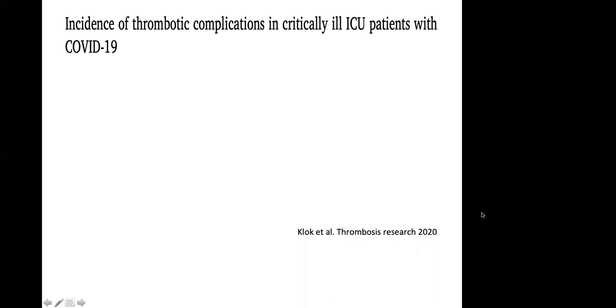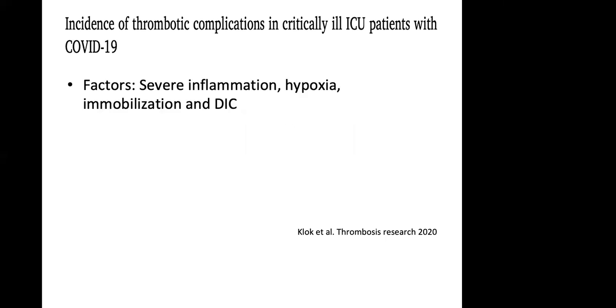So what are the complications of COVID-19 that are seen on the wards? One of the interesting aspects that's gaining a lot of attention now is thrombotic complications in critically ill ICU patients with COVID-19. In terms of biological plausibility, why does this happen? It is thought that severe inflammation, along with hypoxia, prolonged immobilization in the ICU, and DIC would be underlying mechanisms that are probably related to why patients present with some thrombotic complications.